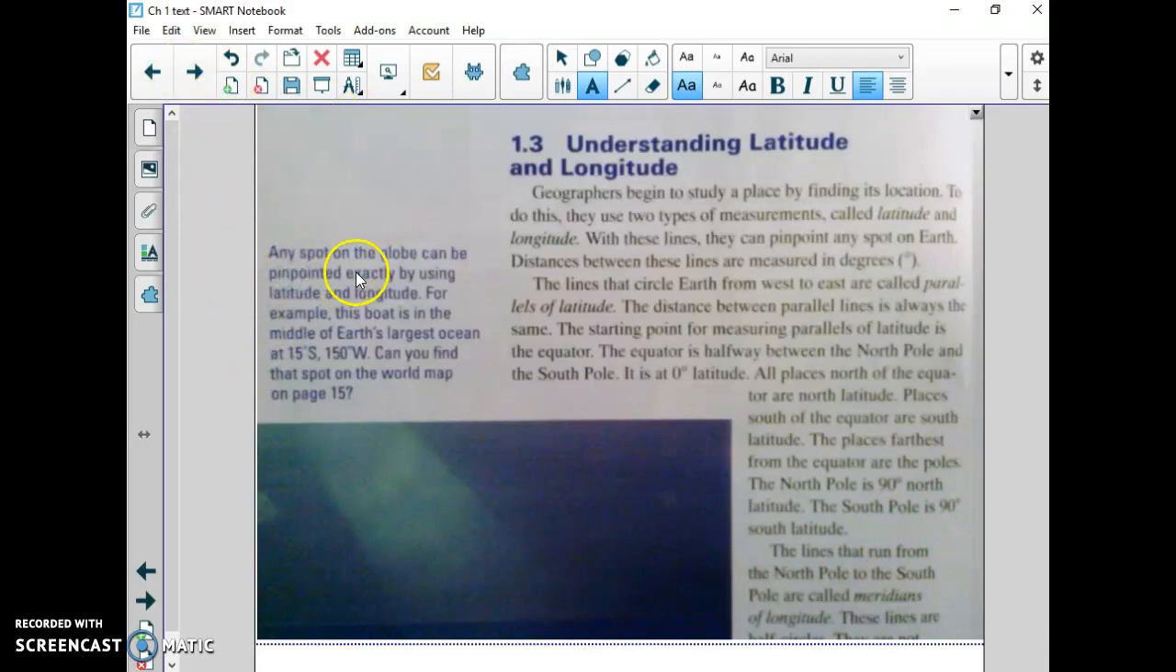Over here it says any spot on the globe can be pinpointed exactly by using latitude and longitude. For example, the boat in the picture is in the middle of the Earth's largest ocean at 15 degrees south, 150 degrees west. Can you find that spot on a world map on page 15?